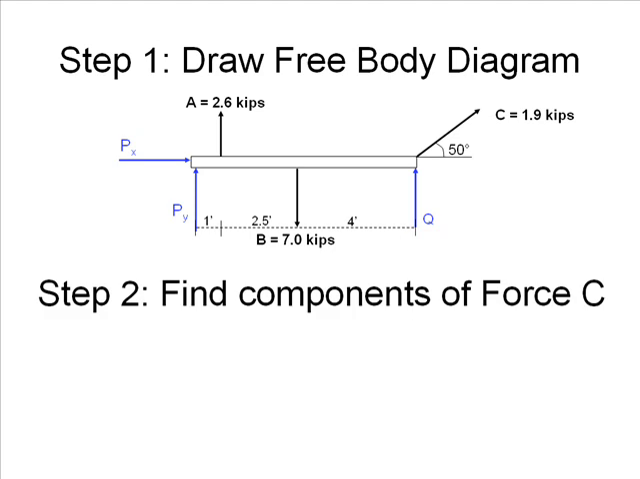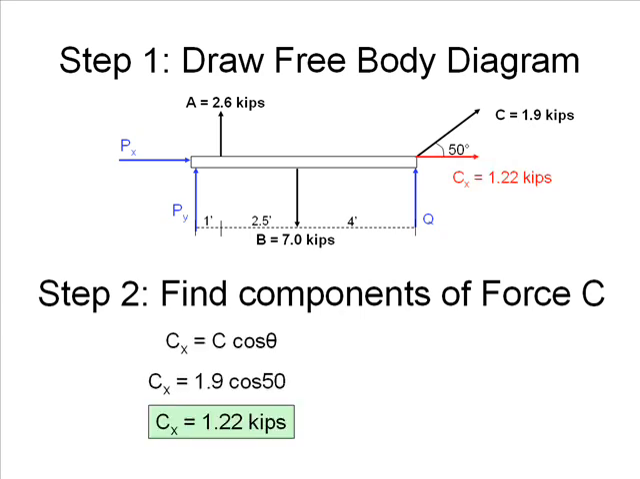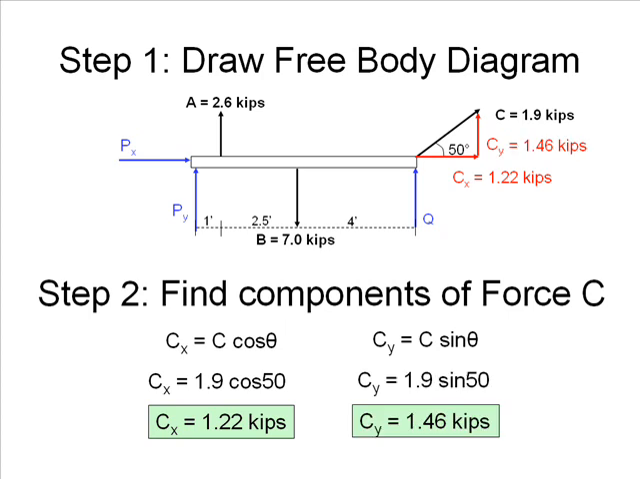The next step is to break two-dimensional forces into their components. Force C is made up of Cx and Cy. Cx is equal to C cosine theta, which can be simplified to 1.22 kips. Cy is equal to C sine theta. Cy can be solved and is equal to 1.46 kips.